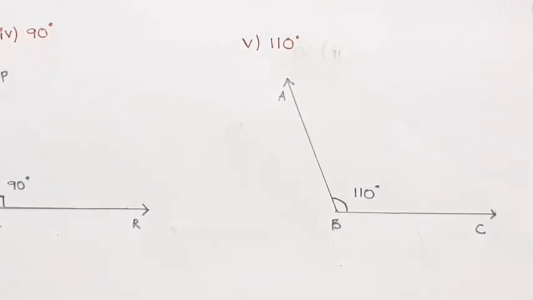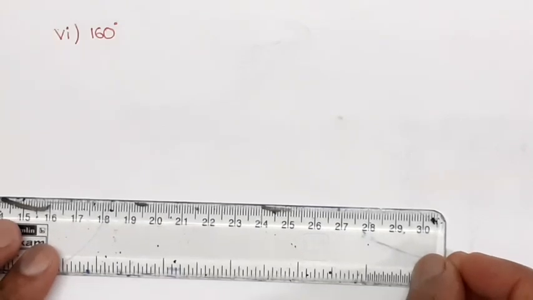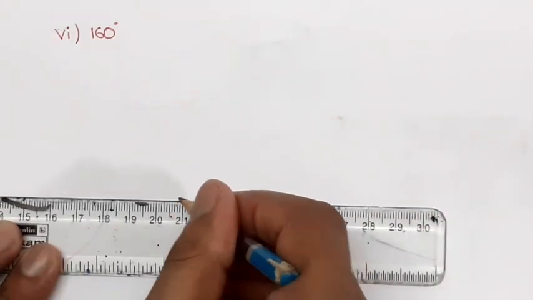Now I am going to do the sixth one, children. Please look. The ones which I am not discussing in CW are going to be homework today, which you have to write in HW. 160 degrees, children, just like the fifth one. So we are going to make a ray of any length.